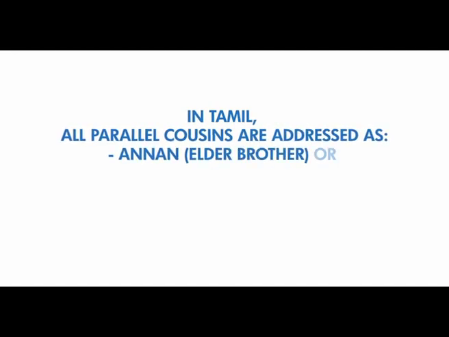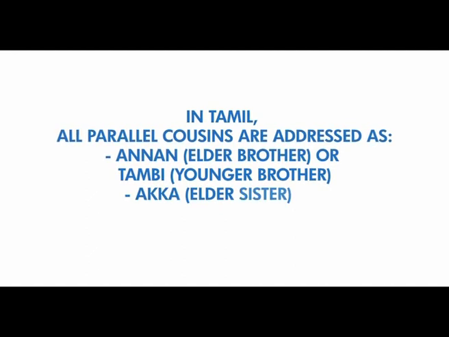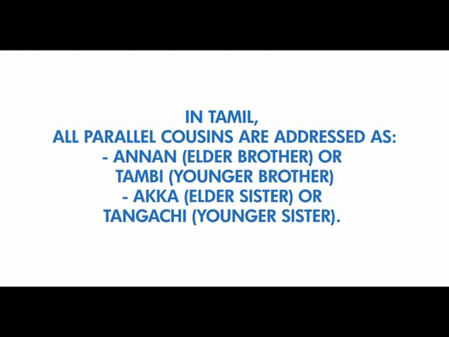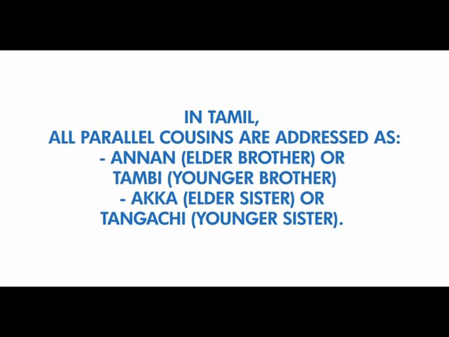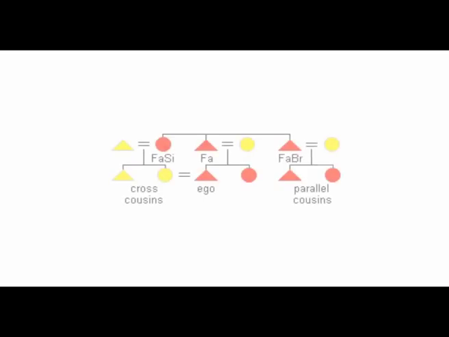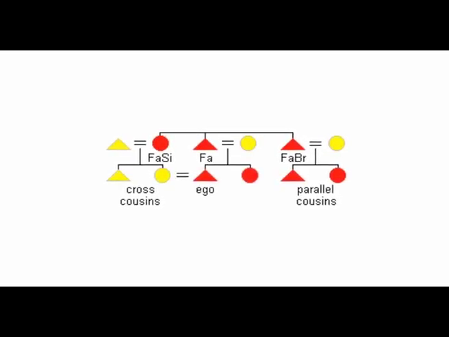The parallel cousins are referred to as brothers and sisters. For example, in Tamil, all parallel cousins are addressed as Annan, elder brother, or Thambi, younger brother, and Akka, elder sister, or Tangachi, younger sister. Cross cousins are never brothers and sisters. They are referred to, for example, in Tamil as Mama Magal, Magan, that is mother's brother's daughter or son, or Attai Magal or Magan, father's sister's daughter or son. The figure you are about to see will further clarify this simple formulation.